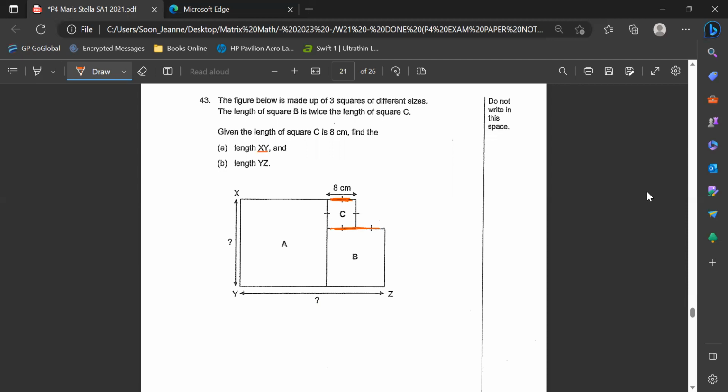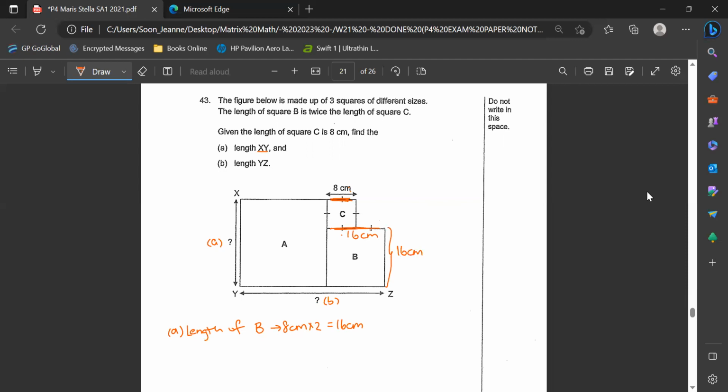So this is what I need to find first. This is A, and B is this length YZ. So for A, we're going to find XY first. XY is actually pretty easy. We have to look for the length of B first, the length of square B. You can see that it is actually 2 times of C, right? So it will be 8 cm times 2, 16 cm. So you know that this is 16 cm, and so is this, because B is a square, so all 4 sides are equal.